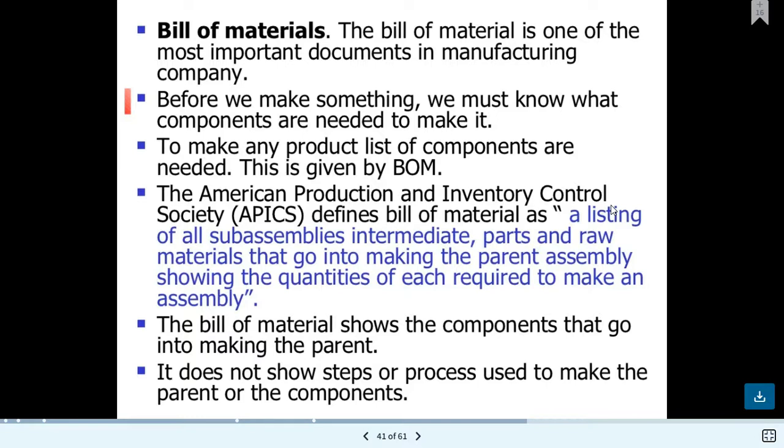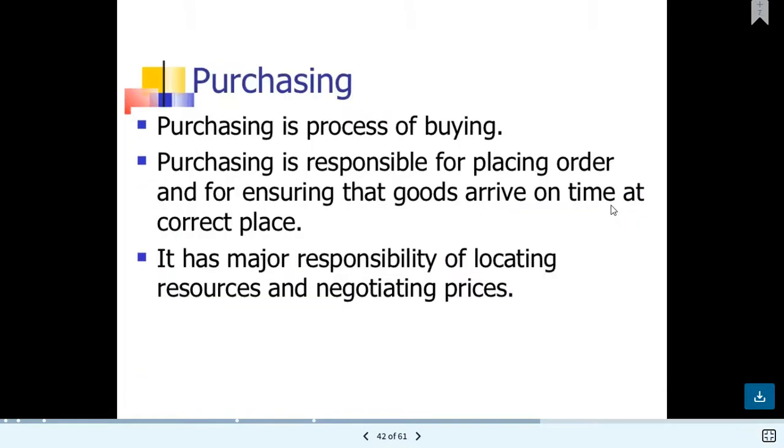Okay, so to make any product, the list of components needed is given by the BOM. The American Production and Inventory Control Society, APICS, defines the bill of materials as the listing of the sub-assemblies, intermediate parts, and raw materials that go into making the parent assembly, showing the quantities of each required to make an assembly. The bill of materials shows the components that go into making the parent. It does not show the steps or process used to make the parent or the components.